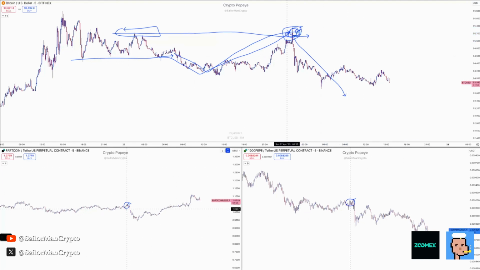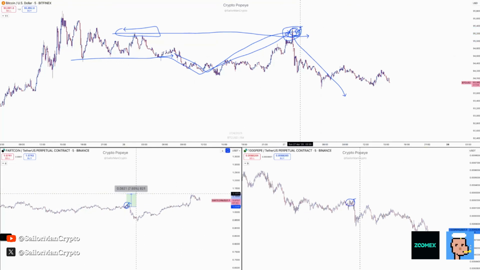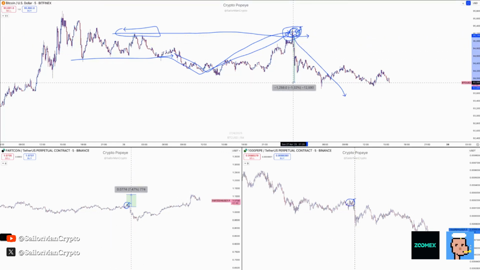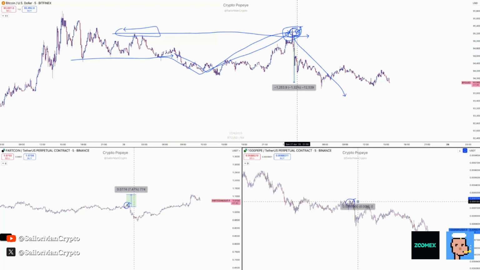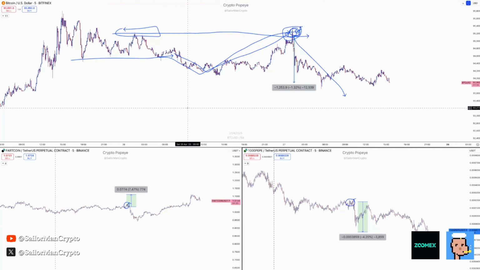Just to see live, Filecoin is up 8%, Bitcoin is down 1%, and now we double check if Pepe was really a down performer, and Pepe went down 5%, is down 4%. So this clearly can give you an edge on best and worst performer.